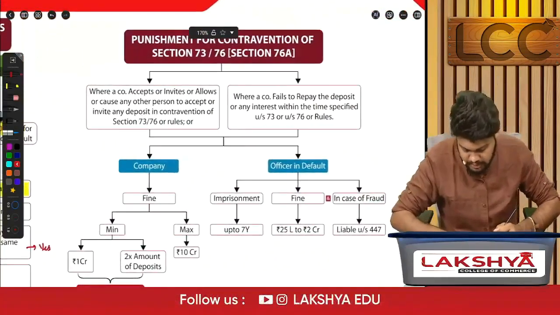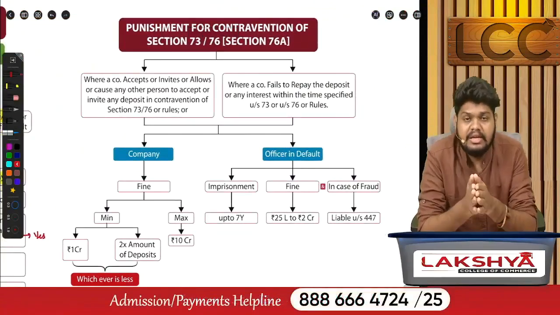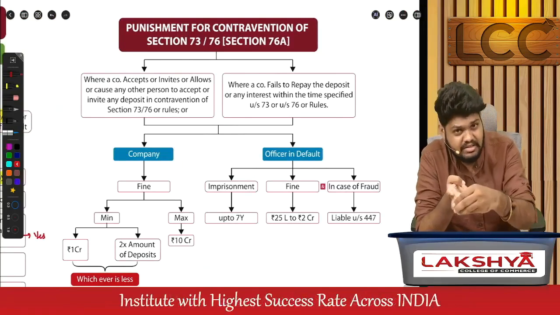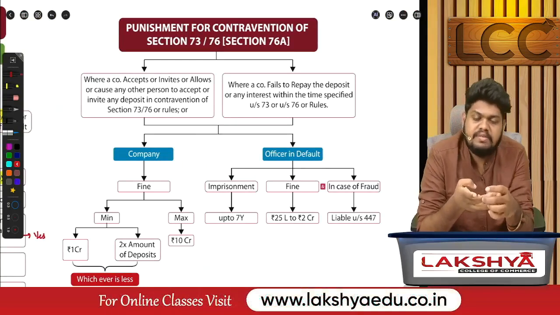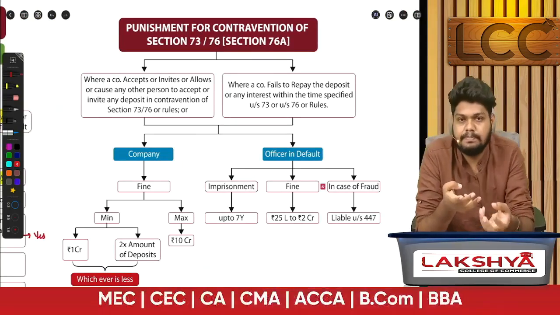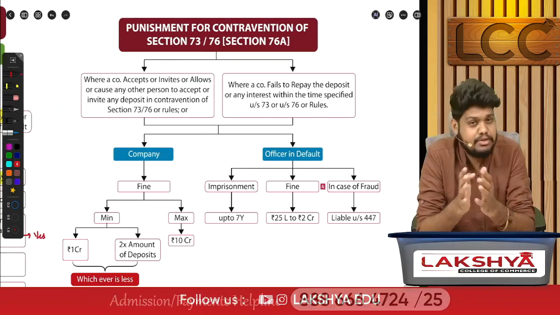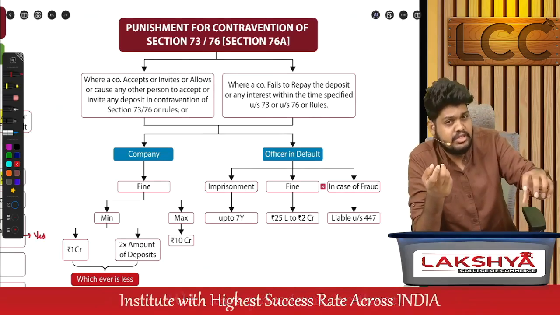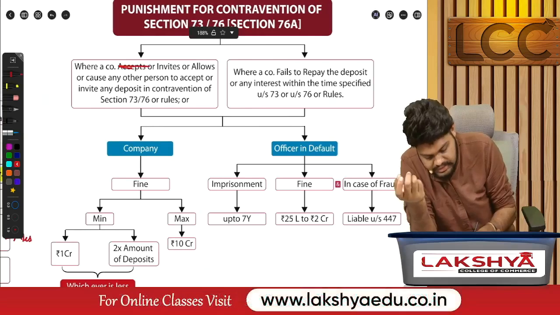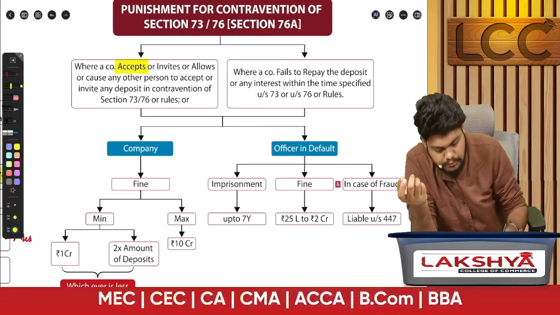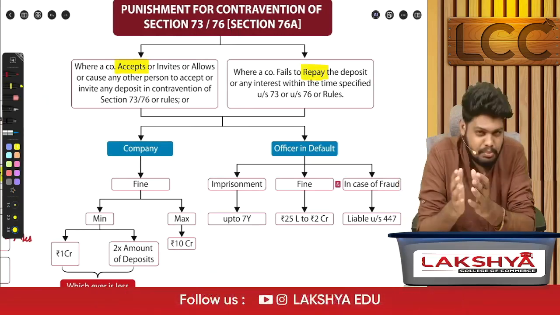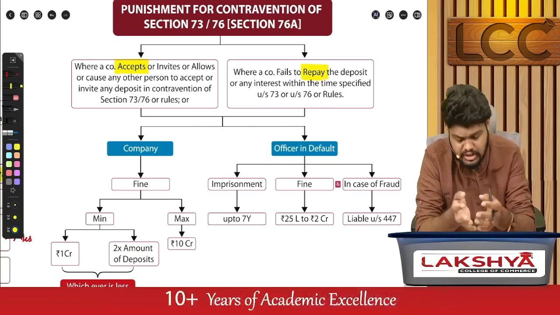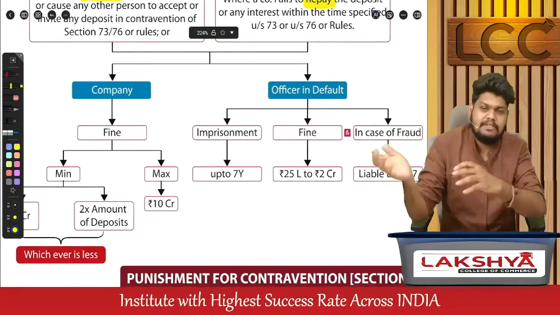So moving on, the deposit chapter coming under section number 76A. 76A states that I'll impose punishments if you have contravened either section number 73 or section number 76. What is 73? Prohibition on acceptance of deposits from public, and 76, acceptance of deposits from public. If the company has contravened any of those provisions under section 73 or 76 regarding the procedure for acceptance of deposits or regarding the process for repayment of the deposits or any interest upon those deposits, they will be punishable under section number 76A.